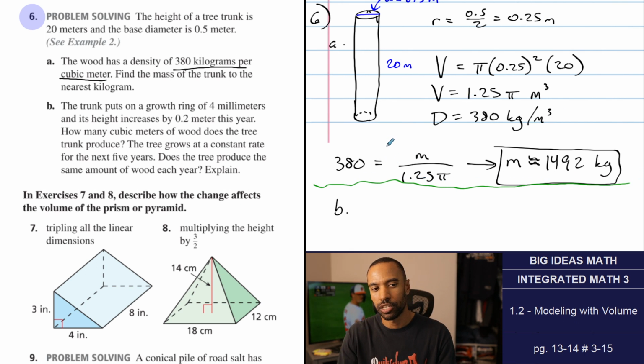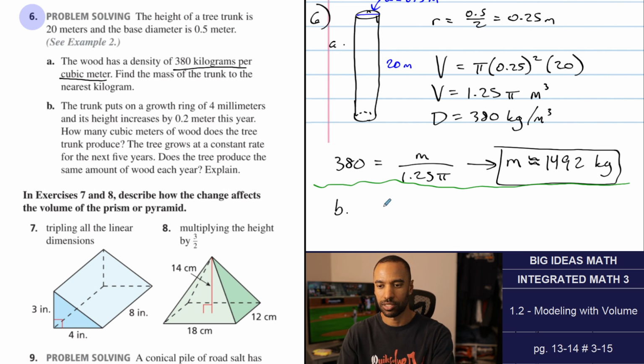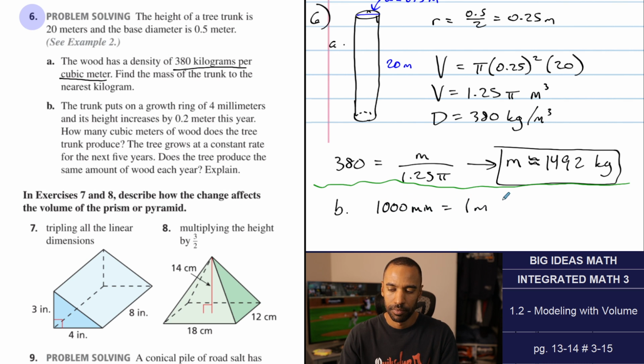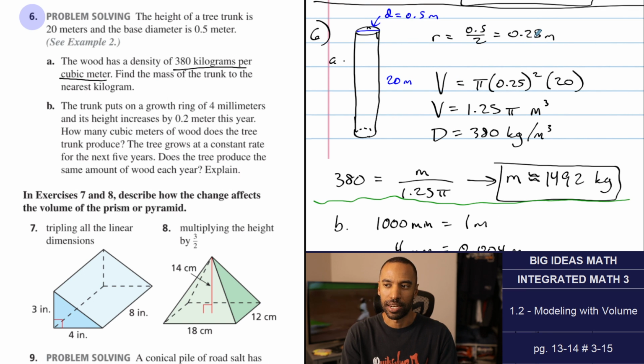Now, first of all, they say the trunk puts on a growth ring of 4 millimeters. Now, 4 millimeters is not in meters right now, right? If you don't know how this works exactly, let's take a look. There are 1,000 millimeters for every 1 meter. Therefore, 4 millimeters is 0.004 meters. Do I have that right? Dividing by 1,000? 4 divided by 1,000. I want to make sure that's right. Yes, 0.004.